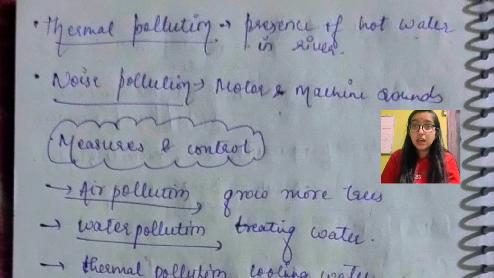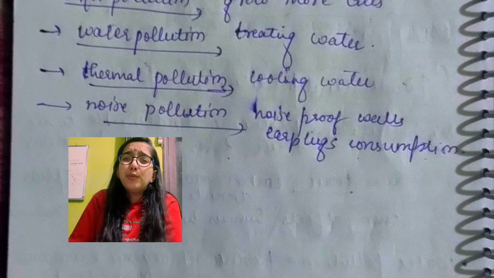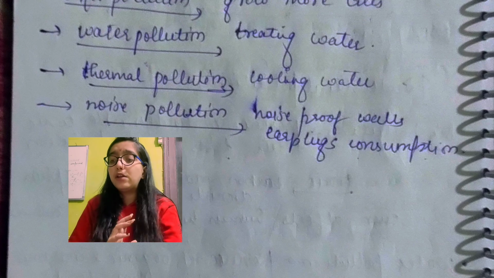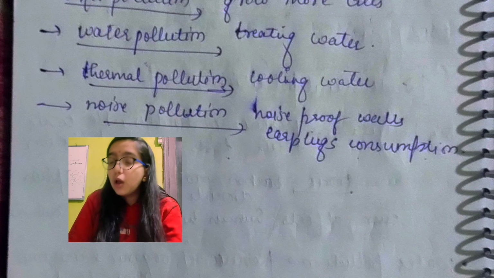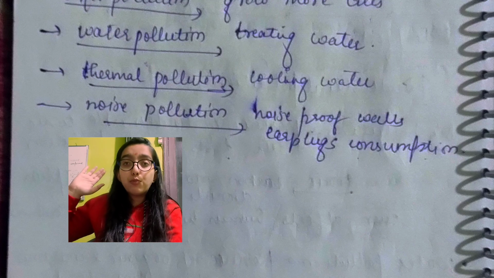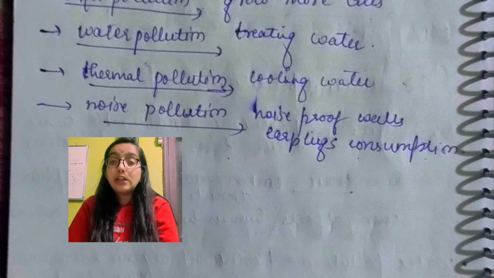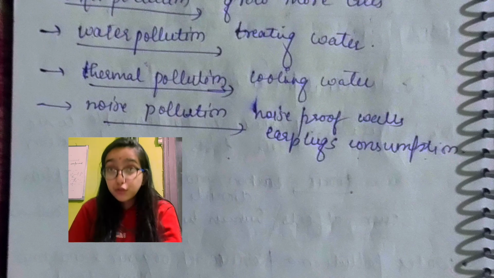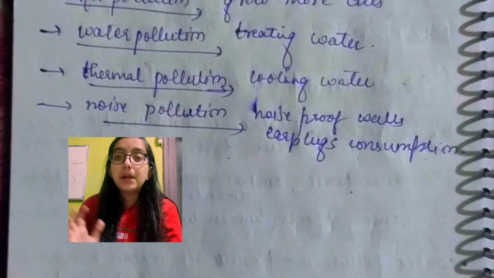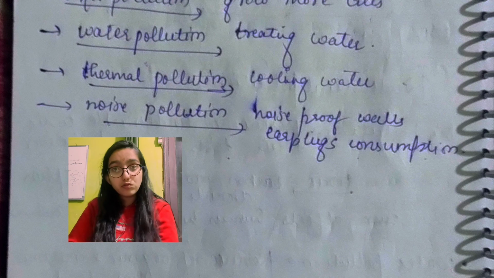For water pollution and thermal pollution, we can cool the water before flowing it into the rivers. We can do water treatment. For noise pollution, industries can have soundproof walls. Especially the labor working there should use earplugs during work so that their ears are not harmed by the motor and machine sounds.